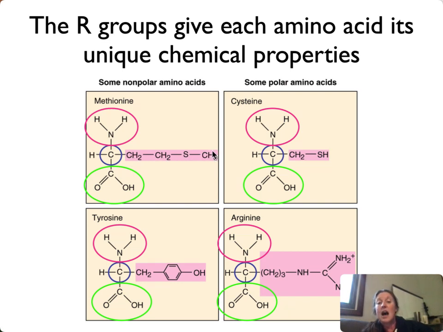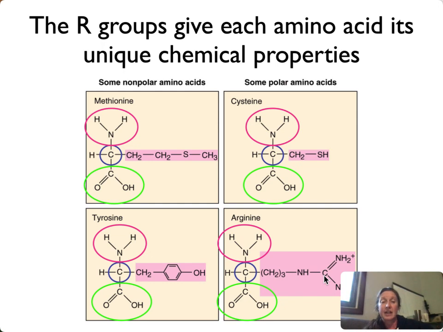So this is a non-polar R group, which means that this amino acid is non-polar. It's going to be hydrophobic. It's not going to want to hang out near water. Same thing with this one. This is non-polar, and therefore this is going to want to hang out with lipids, not water. These are polar R groups. So this one is polar. This amino acid therefore likes to be around water or other polar molecules. And same thing with this one here.